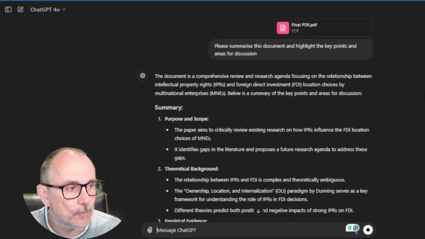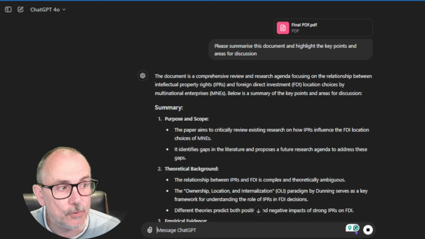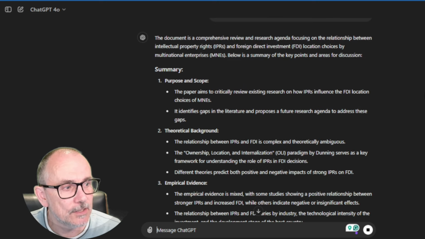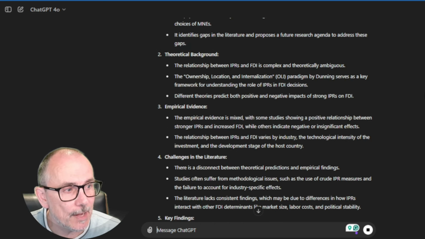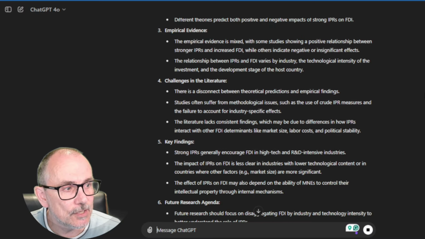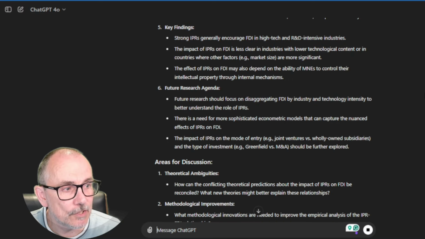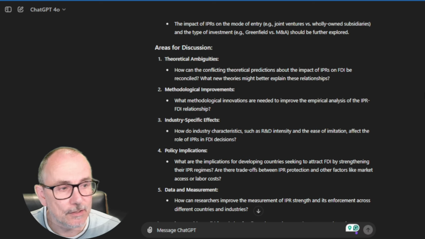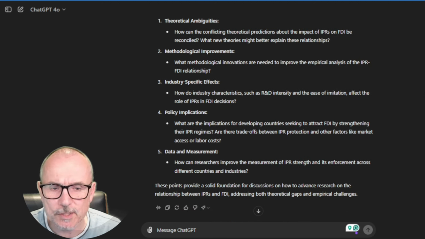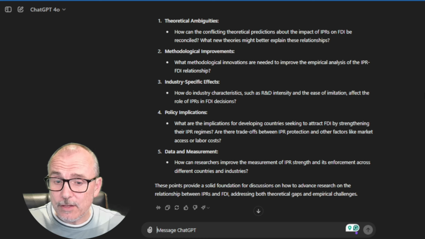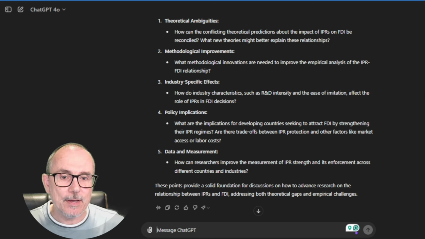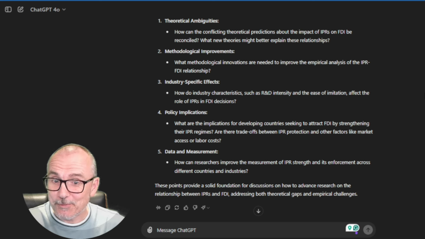It gives us: this document is a comprehensive review of a research agenda. The research agenda focused on the relationship between intellectual property rights and foreign direct investment. There's a summary, purpose and scope, theoretical background, empirical evidence, challenges in the literature, key findings, future research agenda, and areas for discussion around theoretical ambiguities, methodological improvements, industry-specific effects, policy implications, data and measurement. So there, in just a few seconds, you've managed to have a look at this paper, this important paper. I wrote this paper. That's why it's important.